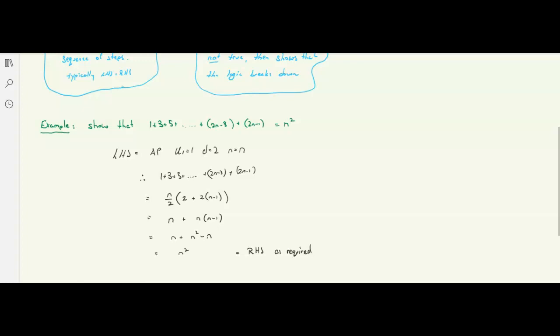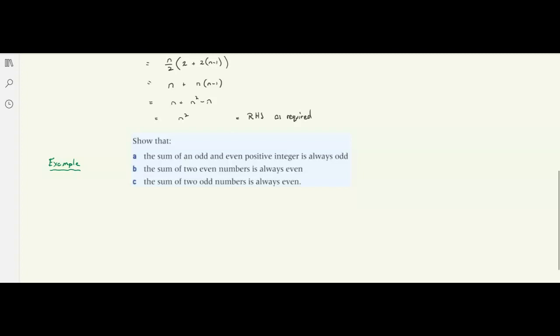I'll write out the next example. In this example we're going to go through some fairly typical types of direct proofs, and that is some different properties to do with odds and evens, etc. So let's go through them. Show that the sum of an odd and an even positive number is always odd.